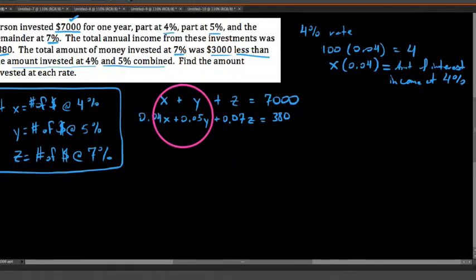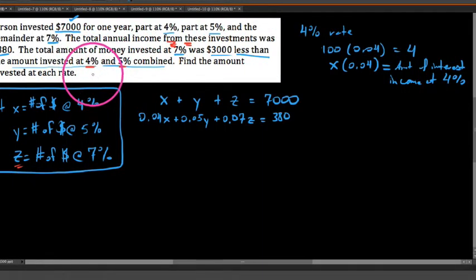And then the last statement that's made here is basically the total amount of money invested at 7% was $3,000 less than the amounts invested at 4 and 5% combined. So to interpret this in terms of our symbols, the letter we're using to represent our 7% fund is Z. So we're saying that the amount invested at Z was equal to 3,000 less than the combined amount for 4% and 5%.